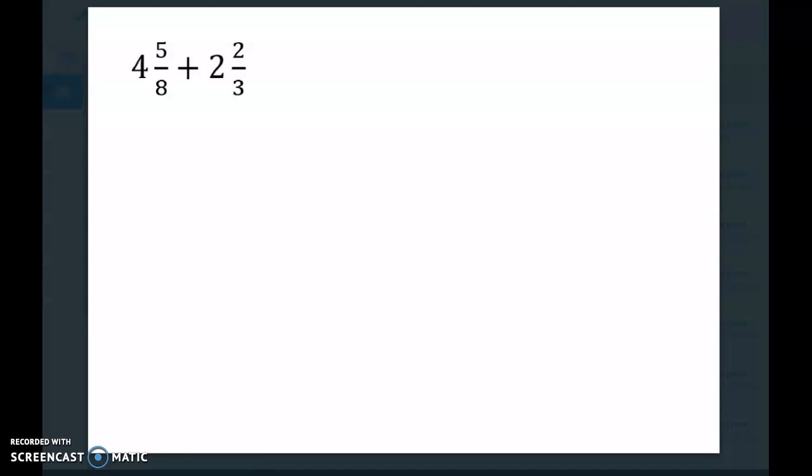So I have a denominator of 8, and I have a denominator of 3. I cannot add different size pieces if they are not the same. So I have to get them the same. I have to find the lowest common denominator. So we write out our factors of 8. We write out our factors of 3.